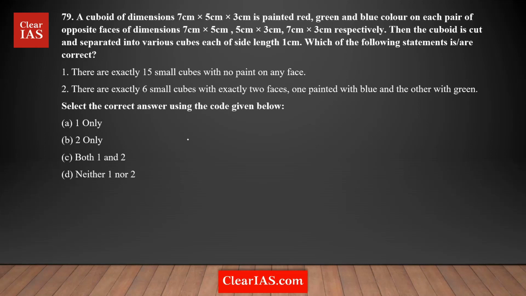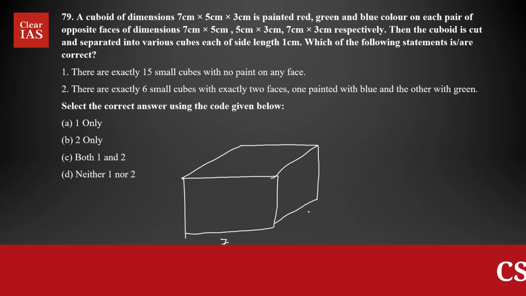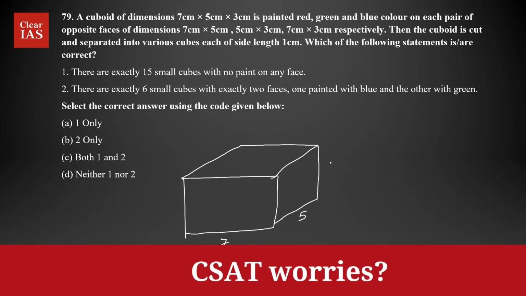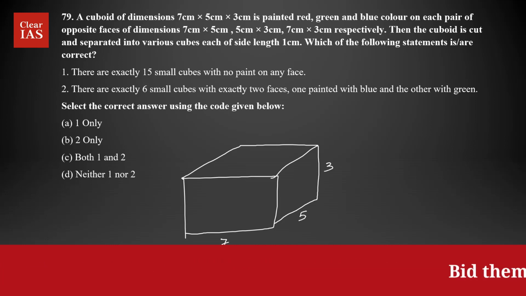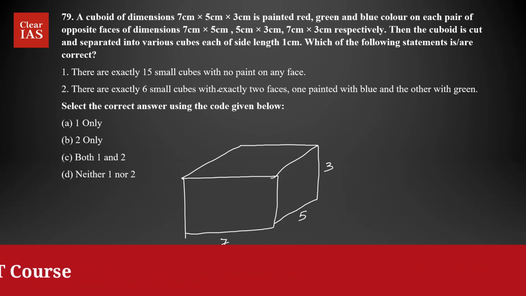So you have a cuboid of dimensions 7 into 5 into 3 centimeter. I'm just drawing a cuboid here. I'm just drawing a rough figure. So this is 7, this breadth is 5, and the height is 3. And it's painted red, green and blue on each of the opposite faces of the dimensions given respectively.